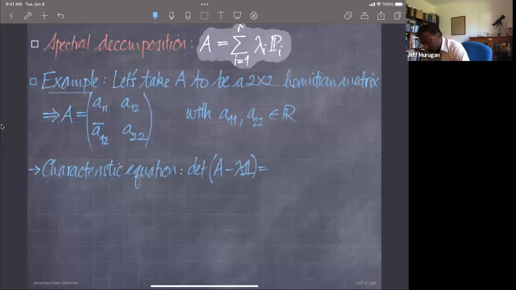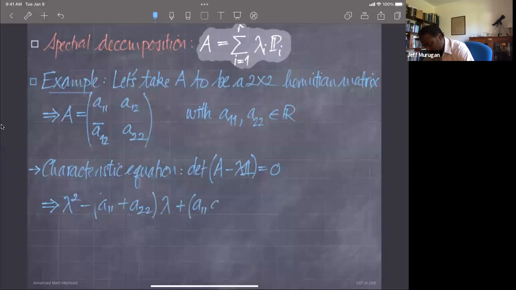But this is a polynomial in lambda which you can work out. It says that lambda squared minus (A11 plus A22) lambda plus A11 A22 minus mod A12 squared, remember A12 can be a complex number, must equal 0. So that's the characteristic equation.